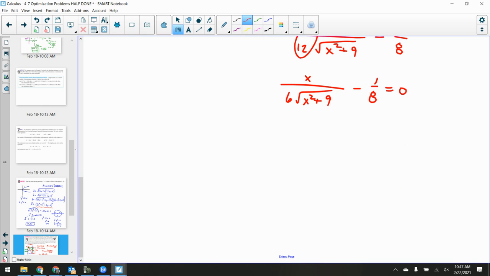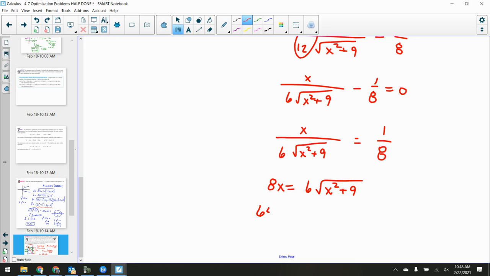So let's see when it equals 0. I'm going to have x over 6 square root of x squared plus 9 equal to 1/8. I just add the 1/8 over to the other side. Let's cross multiply because it looks like I've got a proportion. So it's going to be 8x equal to 6 square root of x squared plus 9. And to get the square root out of the way, let's square everything. So 64x squared equals 36 times (x squared plus 9).